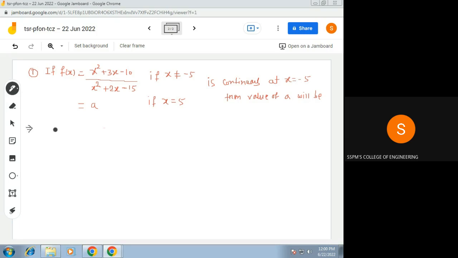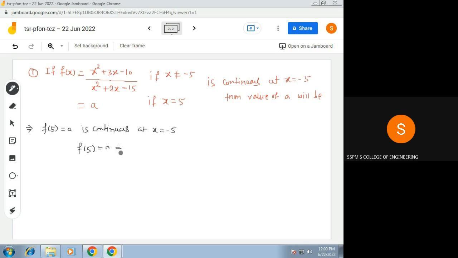So f of 5 that is equals to a. आप लोगों को a की वैल्यू फाइंड करना है. So f of 5 क्यों ले रहे? तो x is 5, f of 5 is equals to a. ये फंक्शन continuous होता है at x is minus 5. So f of 5 is equals to a.